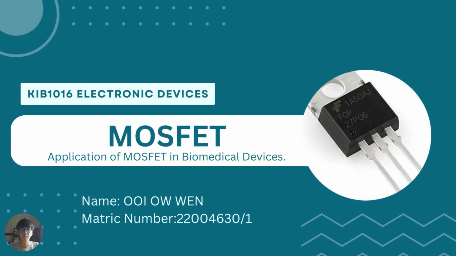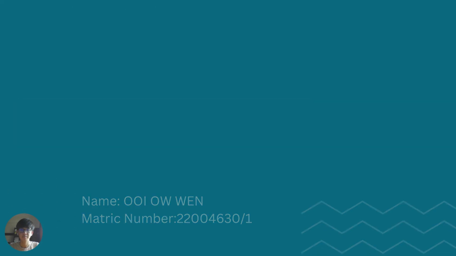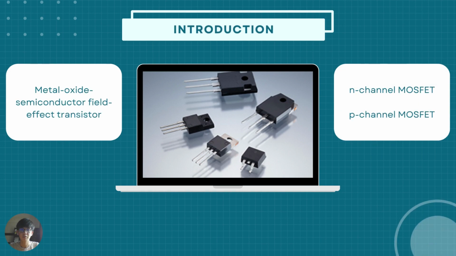Today, I'm going to present about the MOSFET and the application of MOSFET in biomedical devices. So first of all, what is MOSFET? MOSFET is also known as the metal oxide semiconductor field effect transistor, and it can be classified into N-channel MOSFET and P-channel MOSFET. N-channel MOSFET uses the N-type semiconductor as the drain and source channel, and P-channel MOSFET uses the P-type semiconductor as the drain and source channel.